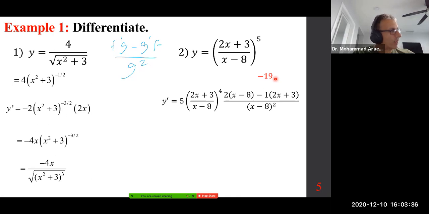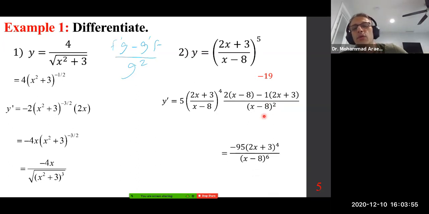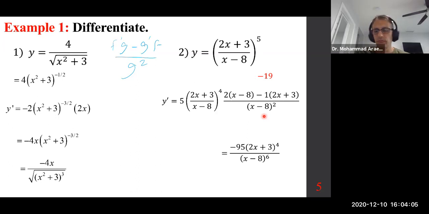Then you have a fraction bar where the top is 5 times negative 19 times 2x plus 3 to the power of 4. The denominator is x minus 8 to the power of 4, times x minus 8 to the power of 2. So the exponent would be 4 plus 2, or 6 for the bottom. 5 times negative 19 gives us negative 95. Okay. All right.